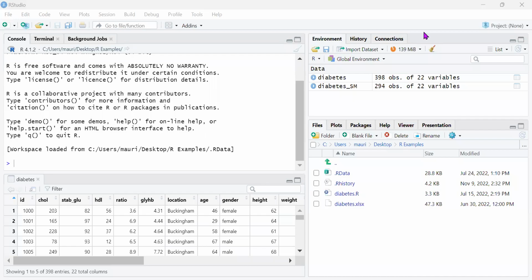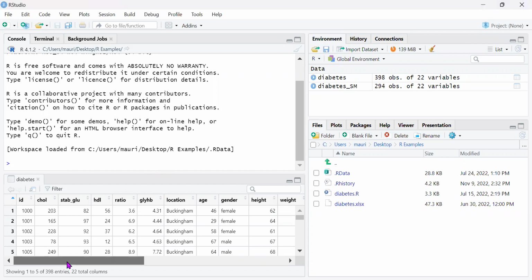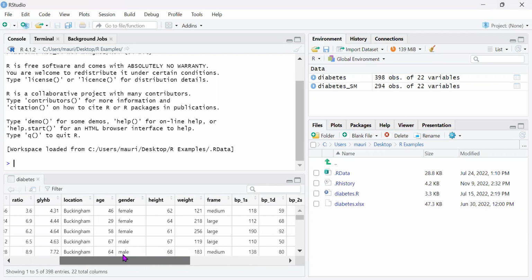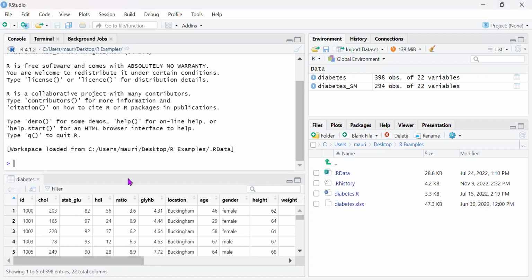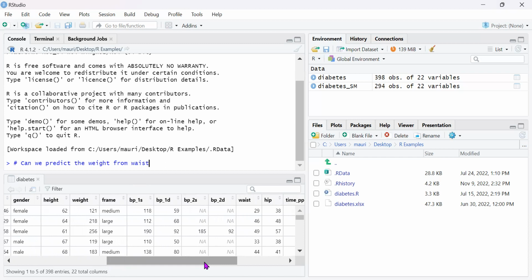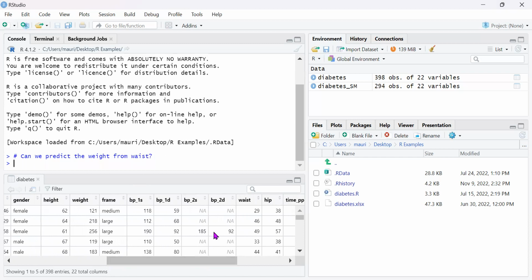Okay, so for the next installment of Statistics with R, we are going to look at simple linear regression. We have this data set, diabetes, which you probably will have known. These are the headers, with cholesterol all the way to height, weight, and so on. We were wondering, for example, can we predict the weight of a person from, let's say, the person's waistline? So that's the question we want to answer. So how are we going to do that?